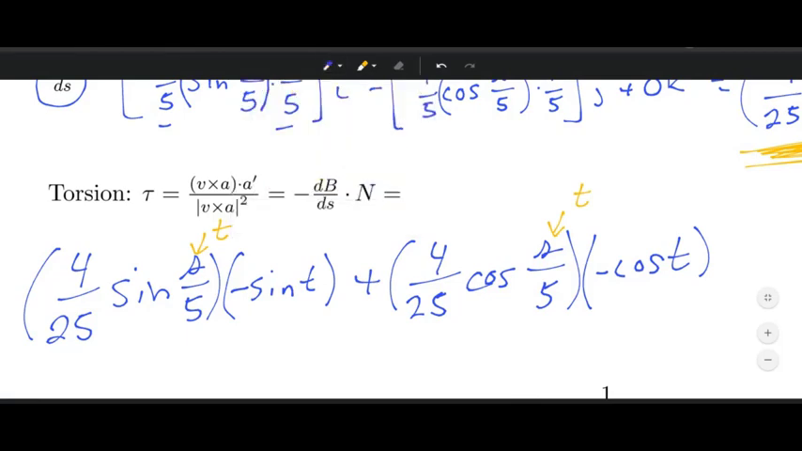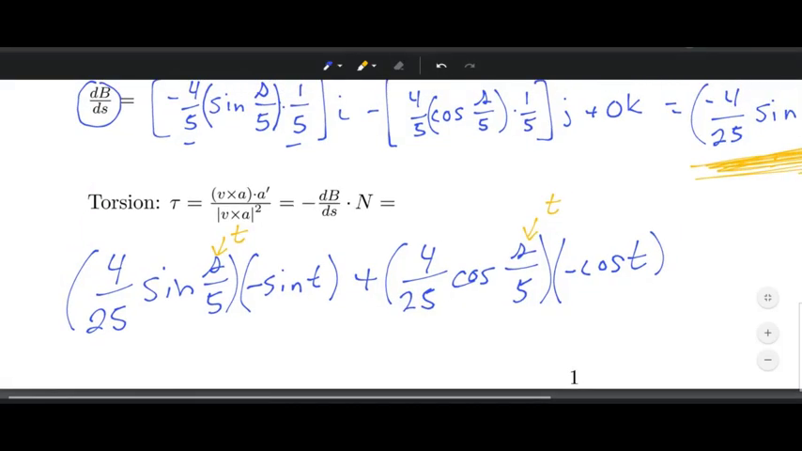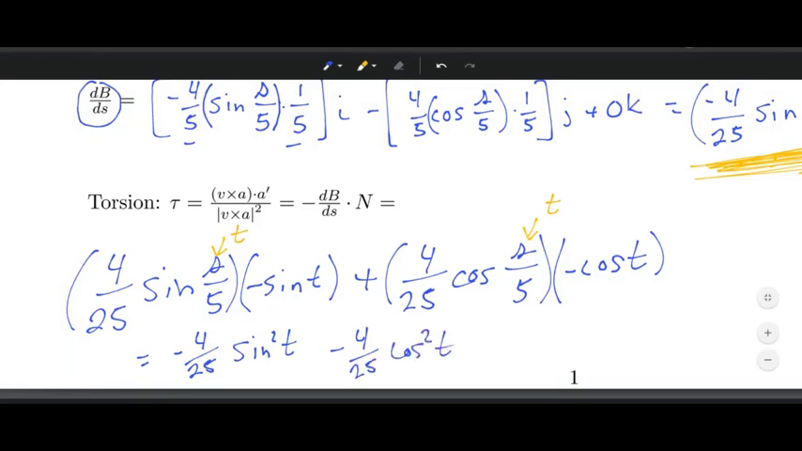So then if I multiply this out, look what we really end up with. This is negative 4/25 sine squared t, and then negative 4/25 cosine squared t. And if we factor out the negative 4/25, we end up with a sine squared plus a cosine squared. So this answer is just negative 4/25. All right, lots of work to get here, but we did it.